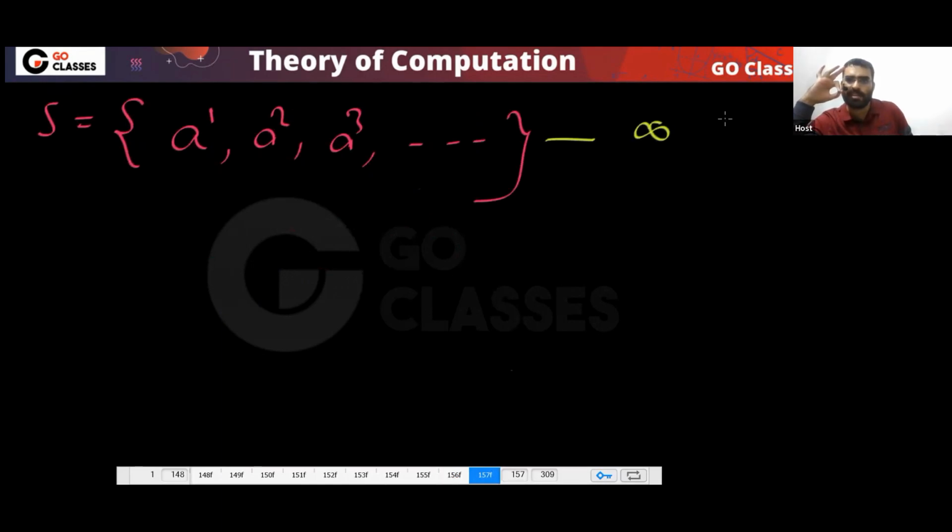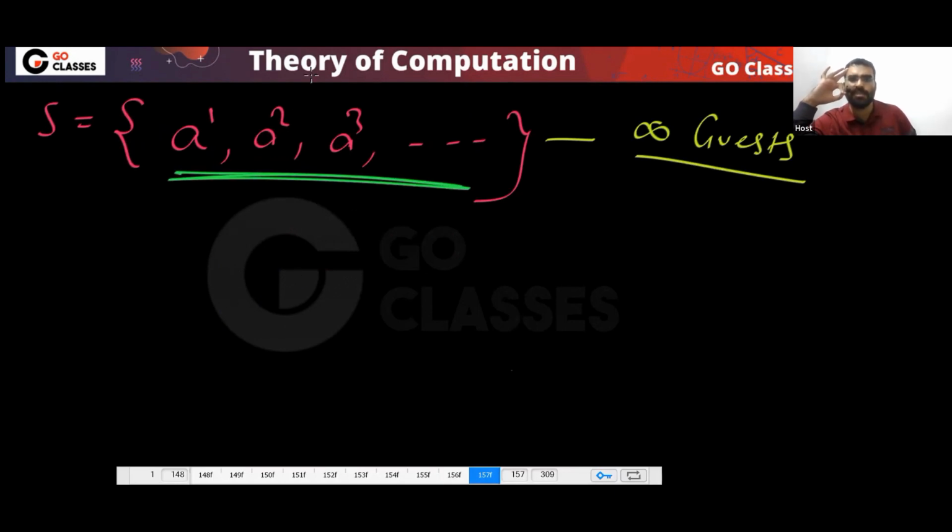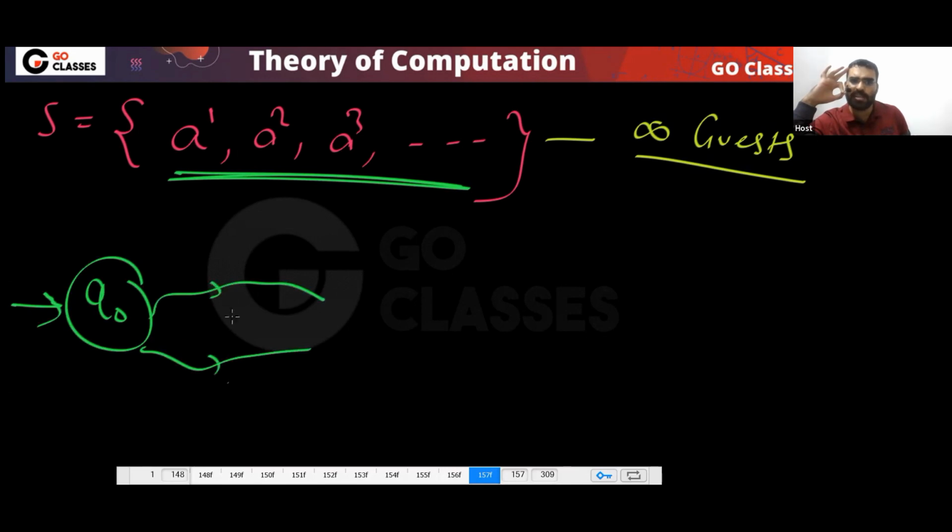This is also an infinite set. These are also infinite guests. Will this set work? This set will not work. Why? What is the reason? There is no problem, right? From the Q0, if any of them go to the same state, is there any problem? Like a power 100 and a power 1000, if they go to the same state, is there any problem? No problem.